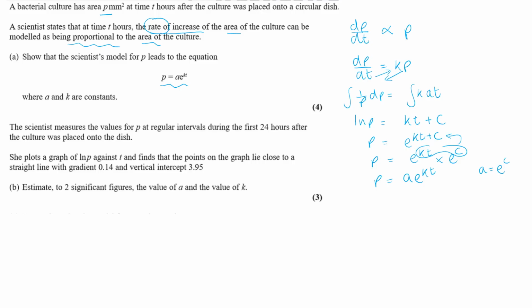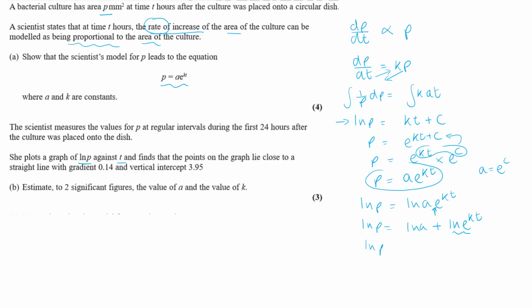The scientist measures the values of P at regular intervals during the 24 hours of when the culture was placed into the dish. She plots a graph of ln of P against t. So you could go back to this equation, but let's stick with this one and do the ln of P. Taking ln's to one side, we'll have to take ln to the other side. And then we can use the log law that we have got a times here. So this is ln of P is equal to the ln of A plus the ln of e to the kt. And then this will be the inverse of each other.